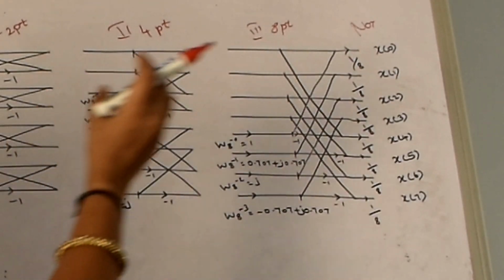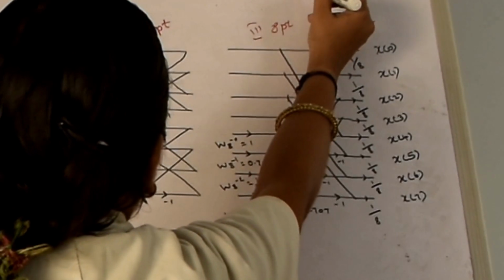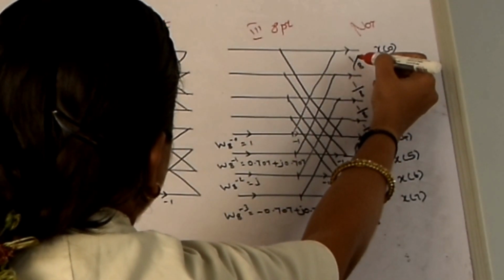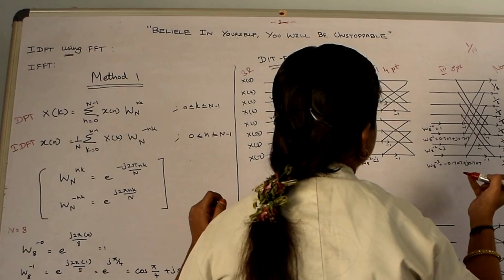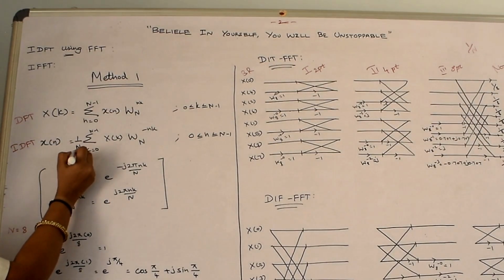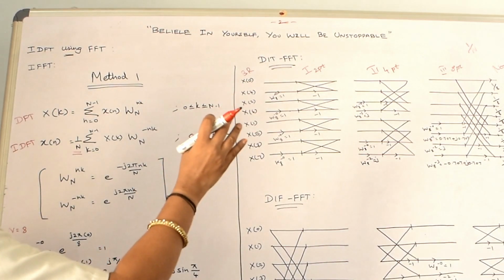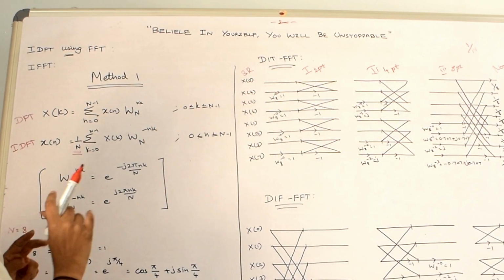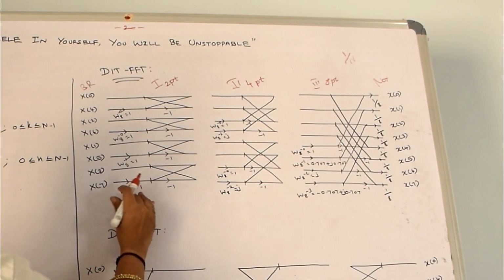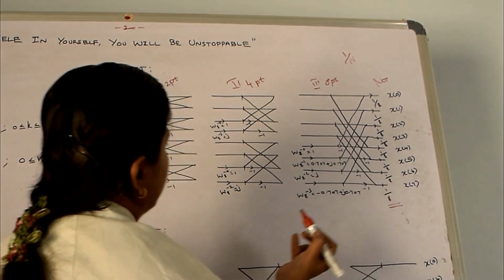On the output side you have to multiply the output by 1 by N. Here N is 8, so I have written 1 by 8 at the output side. Why? Because in the IDFT formula itself we have the 1 by N factor. So after computation you multiply the output by 1 by 8. So only two things you have to note in IDFT using DIT: first, the twiddle factor values, and second, the final output should be multiplied by the 1 by N factor.